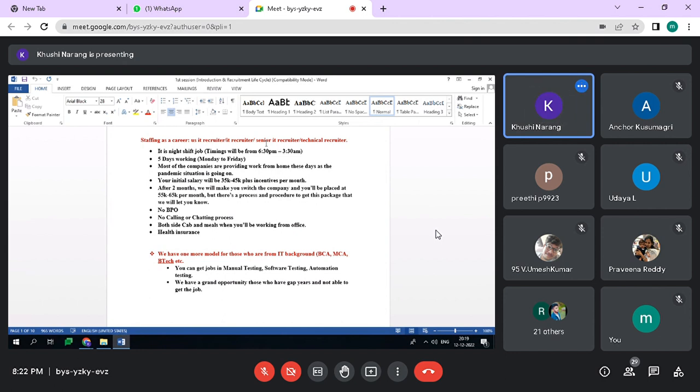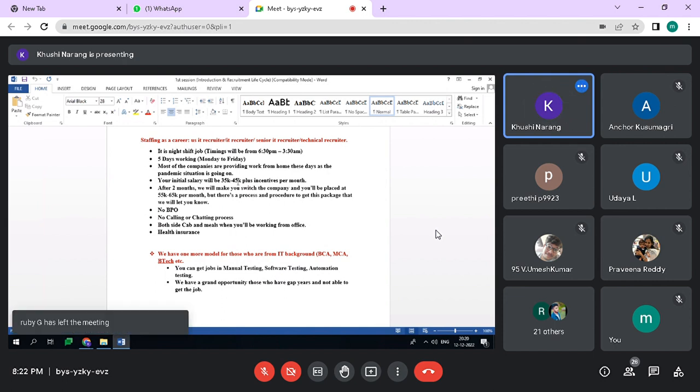Your initial salary will be around 35K to 45K plus incentives per month from our side. If you want to get placed in good companies after 2 months, or want your increment, or want to switch somewhere, you can come to us then as well. We'll provide you good experience on the basis of your knowledge, and then you can try for higher packages, 55 to 65K per month.